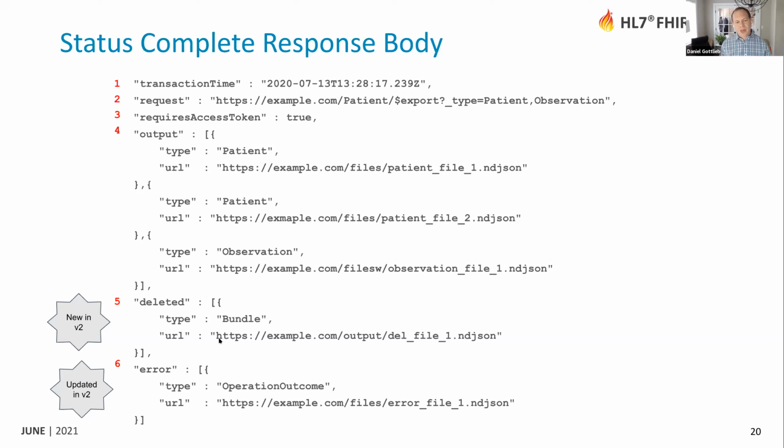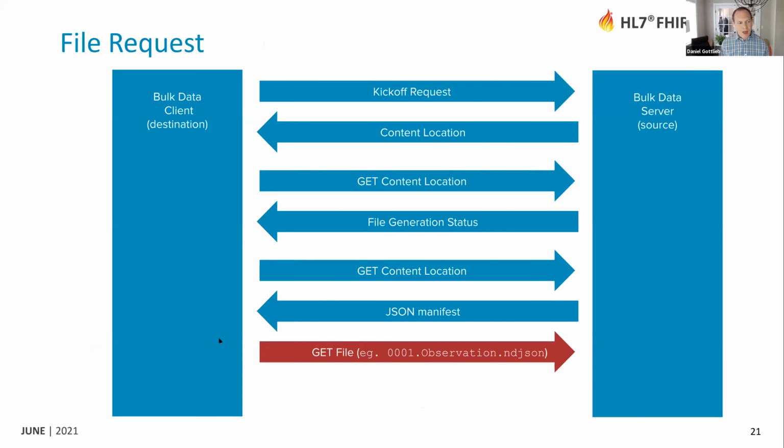And so that would be a case where the server would return the manifest with all the data, but also populate this error parameter with information about the failed requests. And then the client can go through and pull down these files from the server.